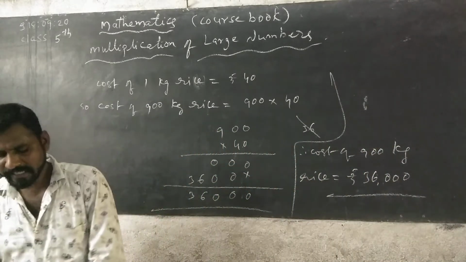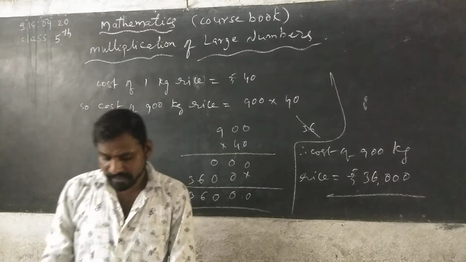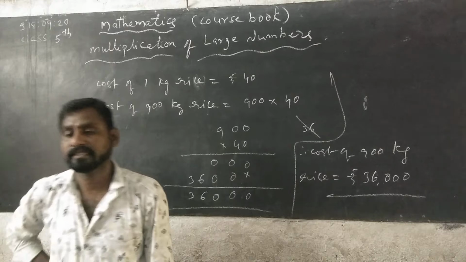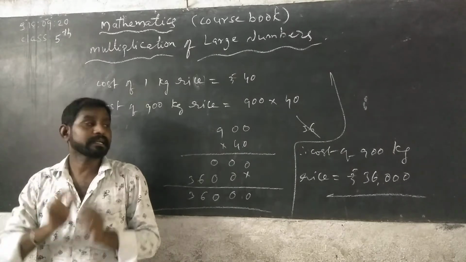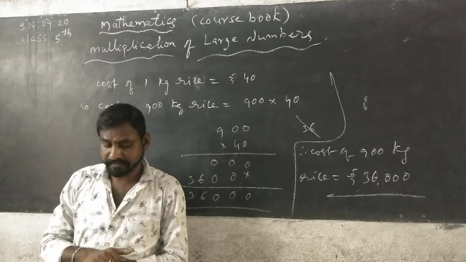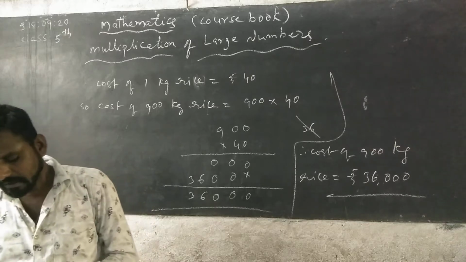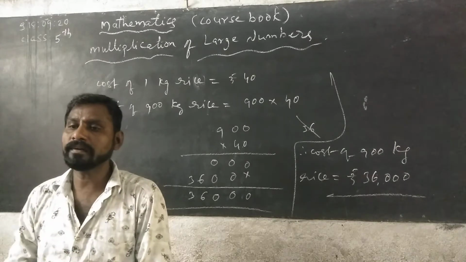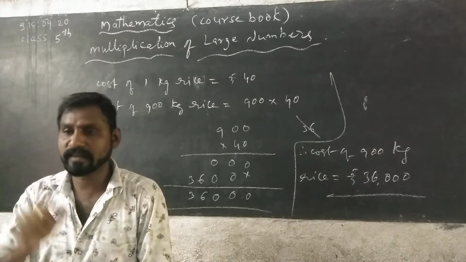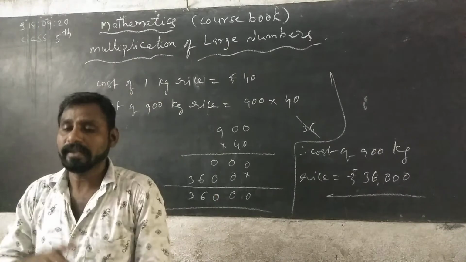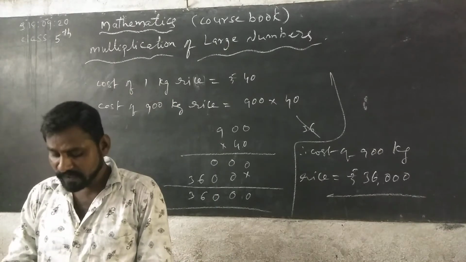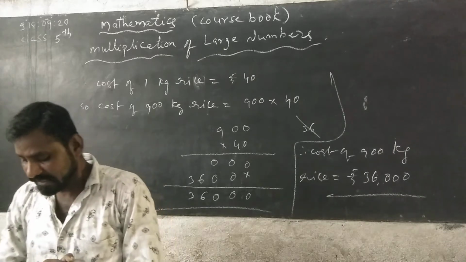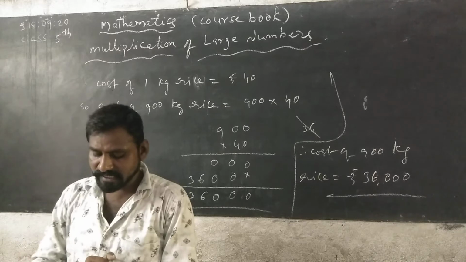Okay. So now next, page number 22. A biscuit packet contains 50 biscuits. A carton contains 20 such packets. Calculate the total number of biscuits in each carton.